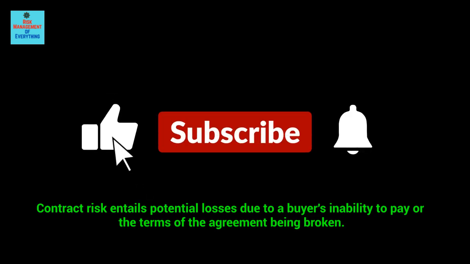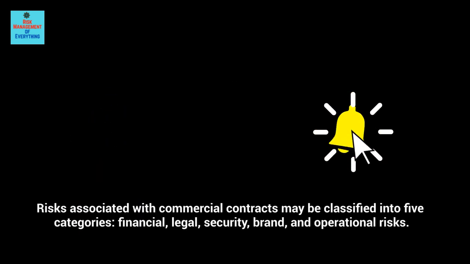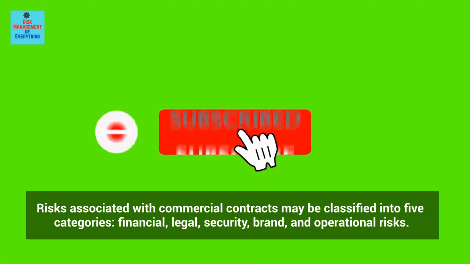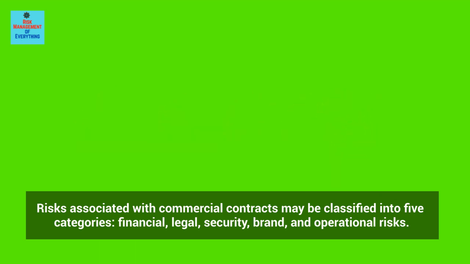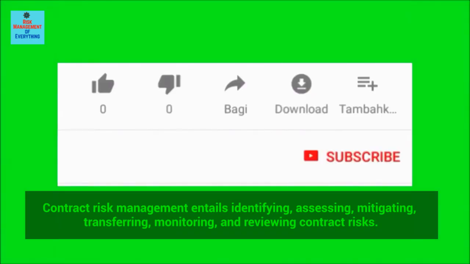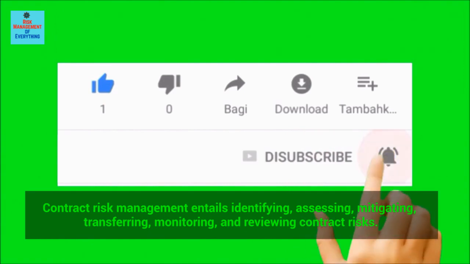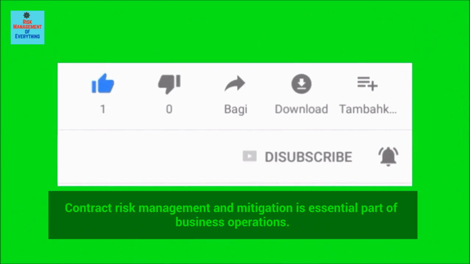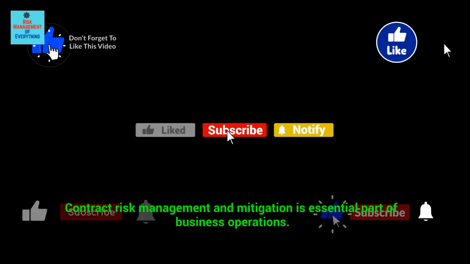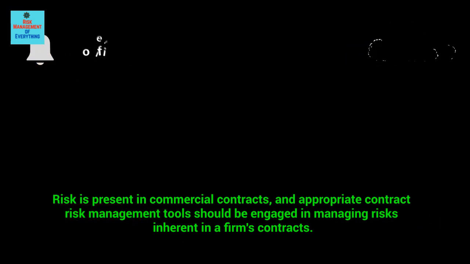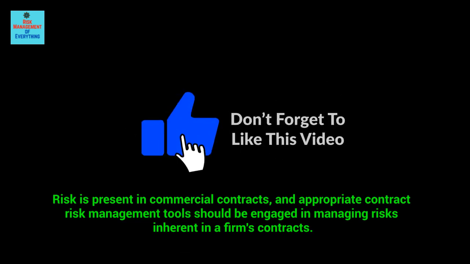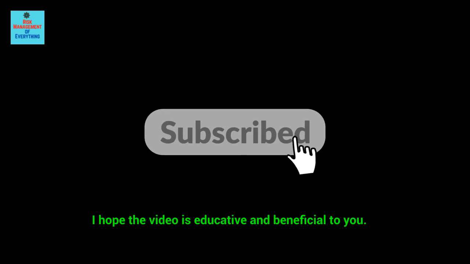Contract risk entails potential losses due to a buyer's inability to pay or the terms of the agreement being broken. Risks associated with commercial contracts may be classified into 5 categories: financial, legal, security, brand, and operational risks. Contract risk management entails identifying, assessing, mitigating, transferring, monitoring, and reviewing contract risks. Contract risk management and mitigation is an essential part of business operations. Risk is present in commercial contracts, and appropriate contract risk management tools should be engaged in managing risks inherent in a firm's contracts.